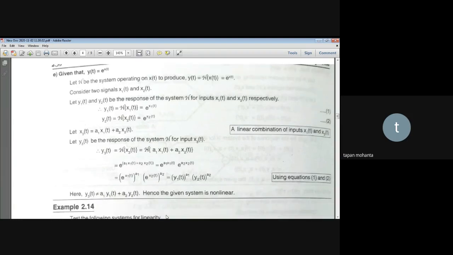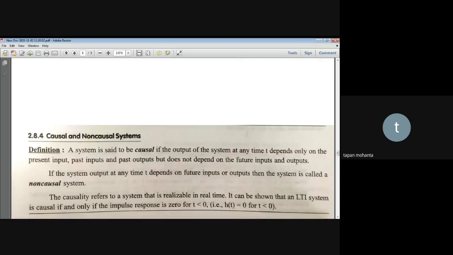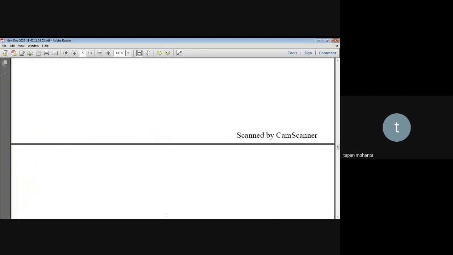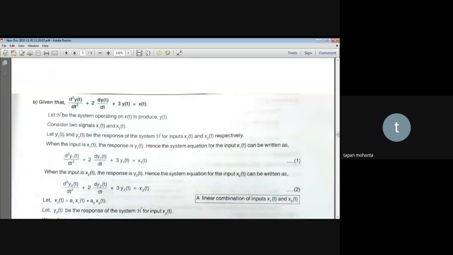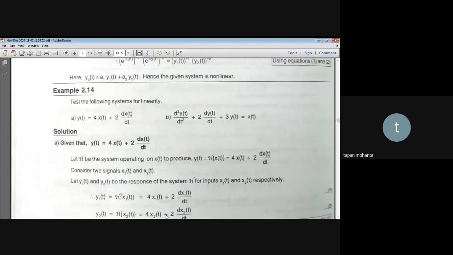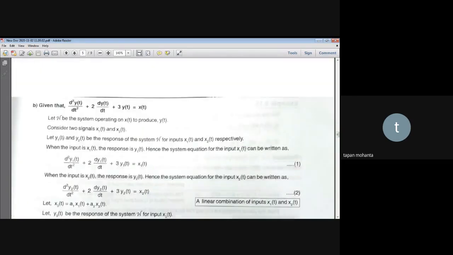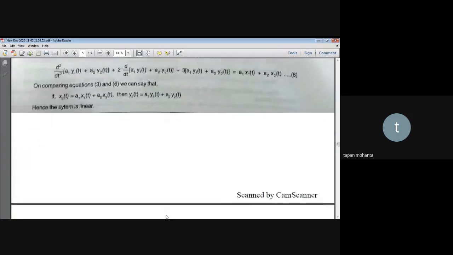Then I come to another type of classification. This is known as causal and non-causal systems. These are the don't-care parts, not required for you. If someone wants to study more, they can. I already added the two separate equations for the linear and the nonlinear systems. We can also study this.